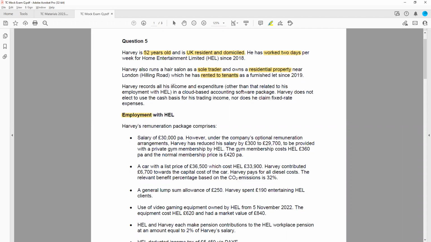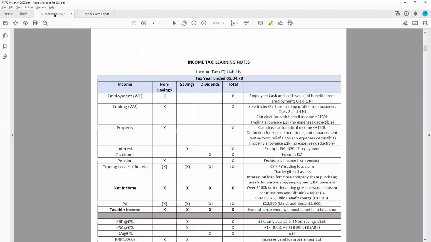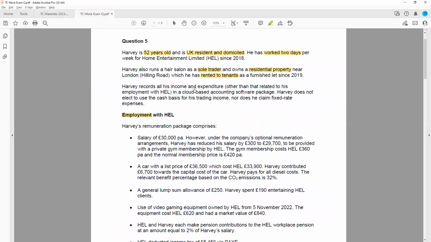So Harvey records all his income and expenditure, other than that related to his employment with HEL, in a cloud-based accounting software package. Harvey does not elect to use the cash basis for his trading income, and nor does he claim fixed rate expenses. So of course, we know with the trading income, he could elect to use the cash basis if his income is below the required threshold, but he doesn't make that election. Of course, with property income, the cash basis is automatic. So therefore, we will be using a cash basis there for the property income, unless we're told he elects to use the accruals basis.